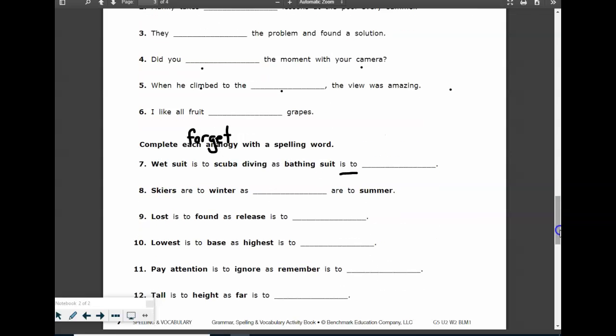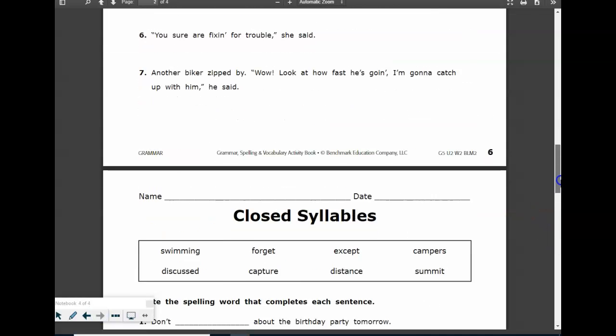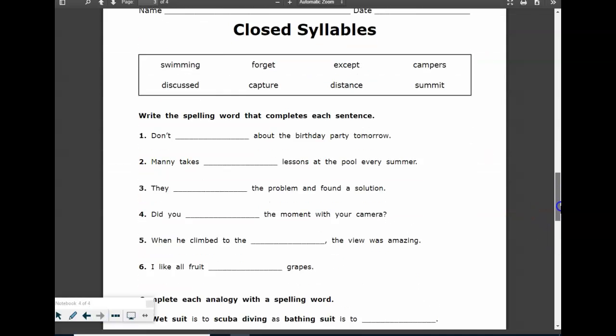All right, let's take a look at this bottom section here, if this is the page that I assigned. Wetsuit is to scuba diving as bathing suit is to, so these are analogies, so we're comparing two things that are similar. So a wetsuit goes with scuba diving. Those two things go together. So what would bathing suit go to with our spelling words up at the top of the page? Bathing suit is to what? That's right, swimming.